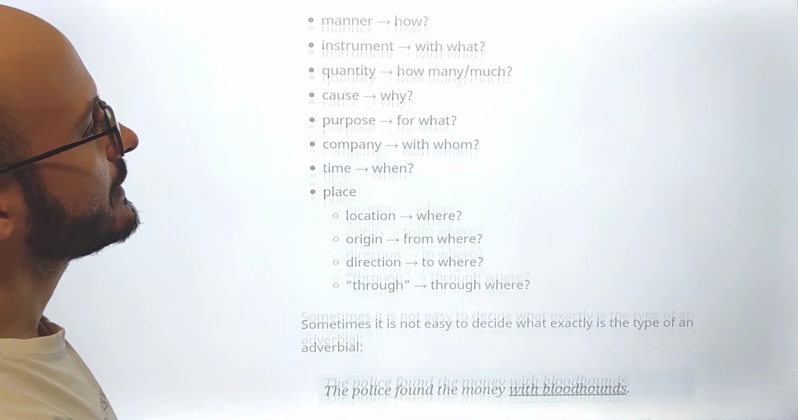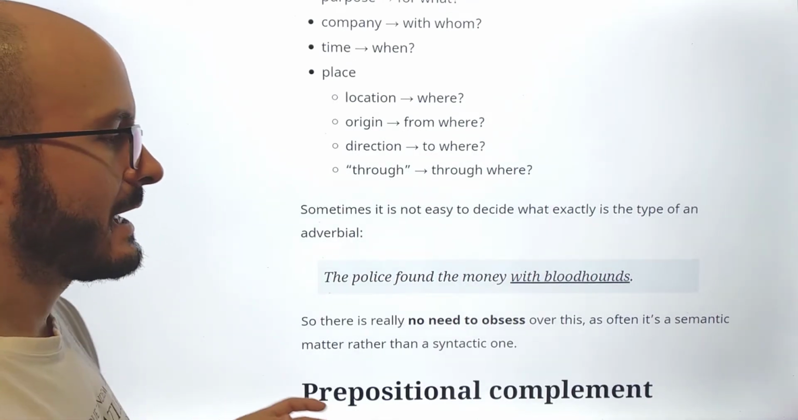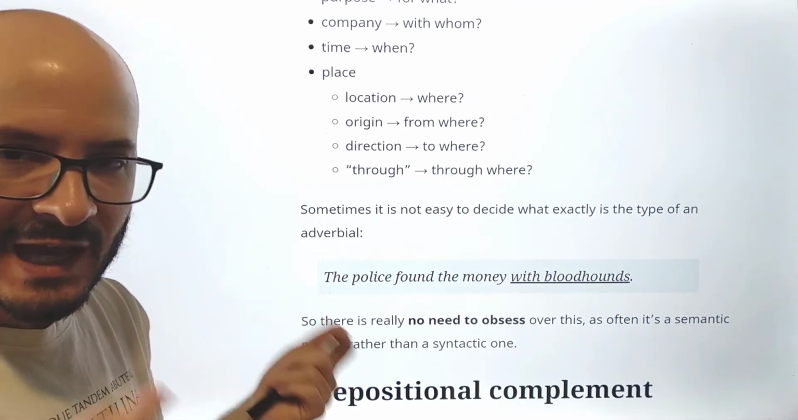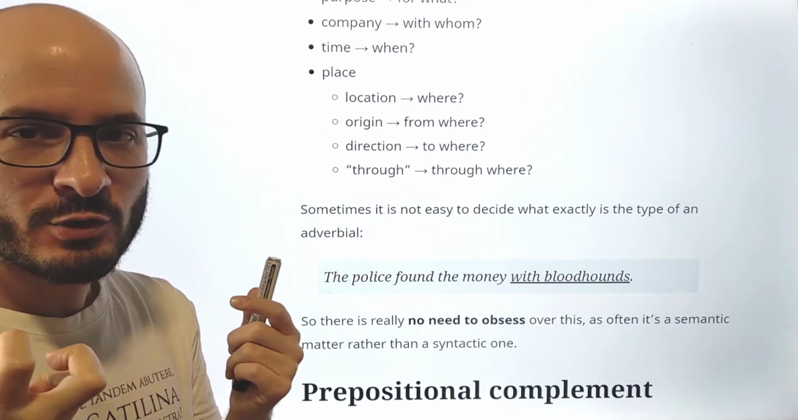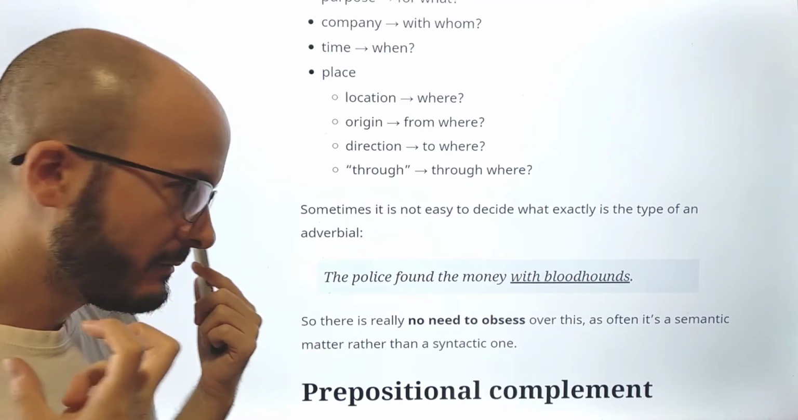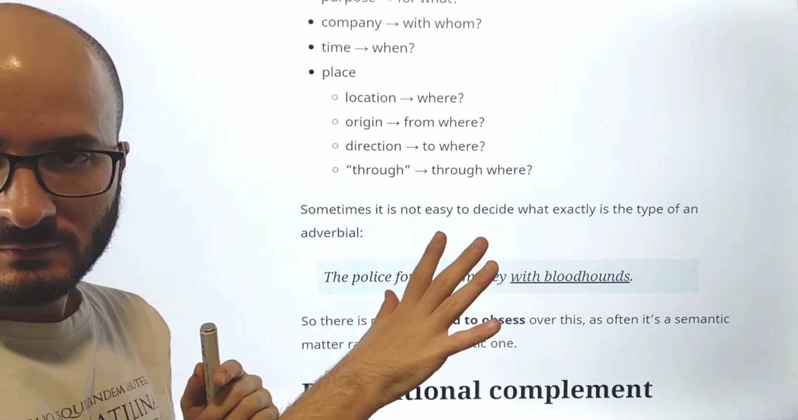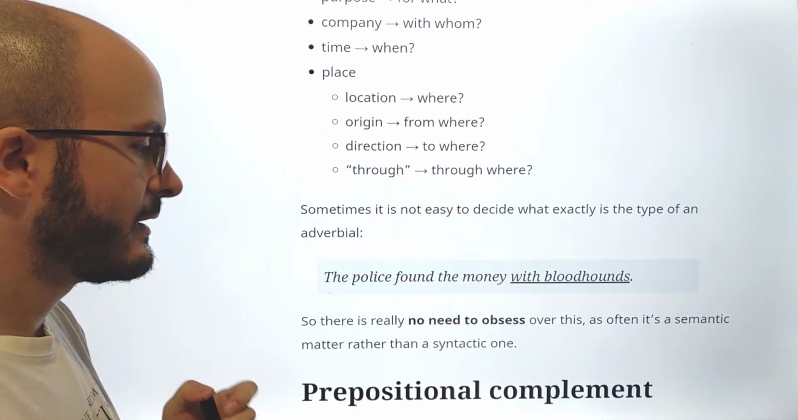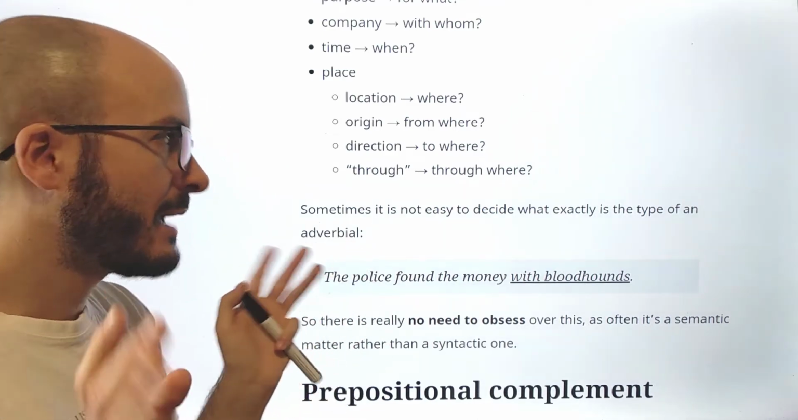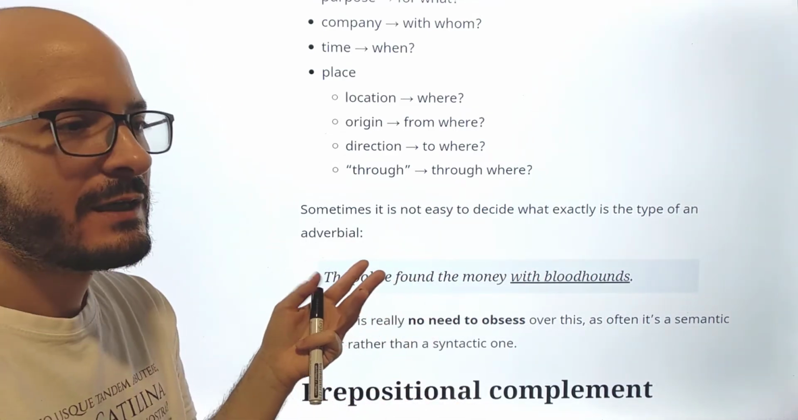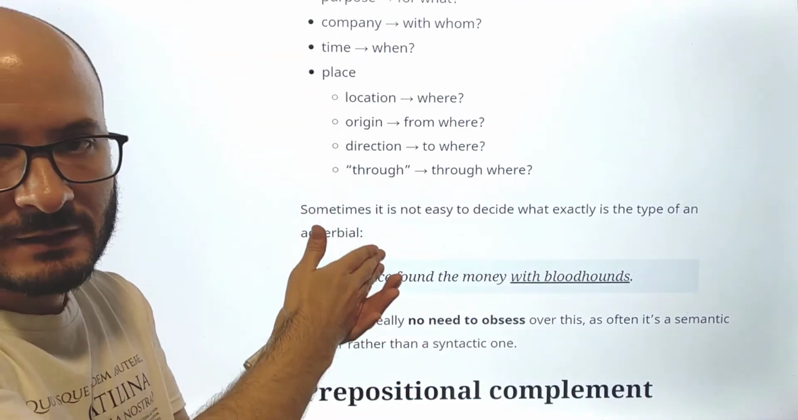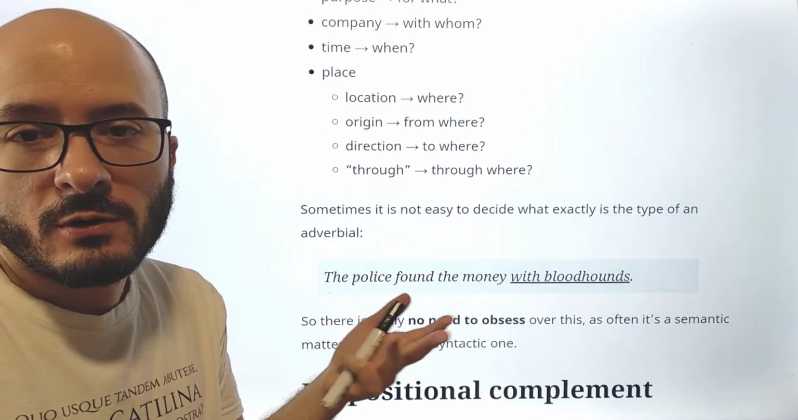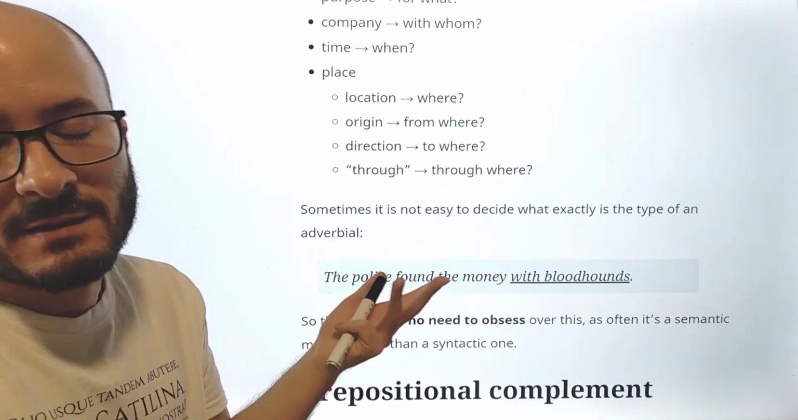Or it could even be how, manner, no? Like, how did they find the money? With bloodhounds. Okay, so sometimes it is not easy to say exactly what type of adverbial. There is really no need to obsess over this, as often it's a semantic matter rather than a syntactic one. Most of the time, it is obvious which type of adverbial it is. In specific situations, such as this example, it is a bit more unclear. It doesn't matter so much.